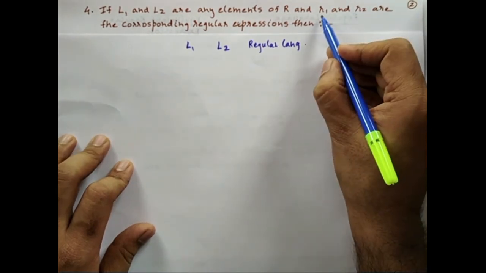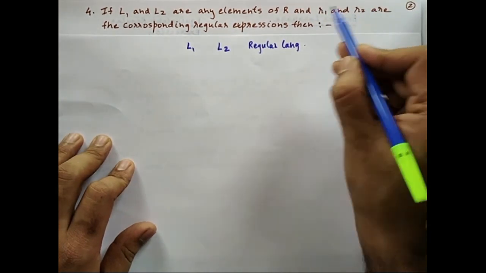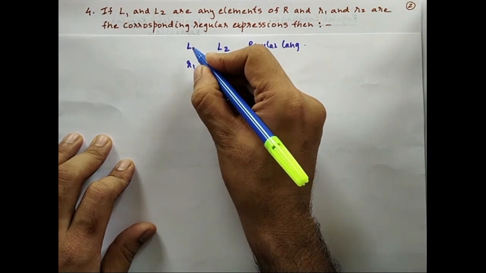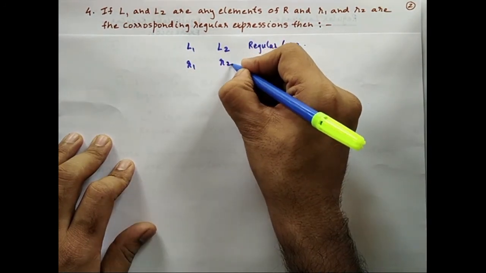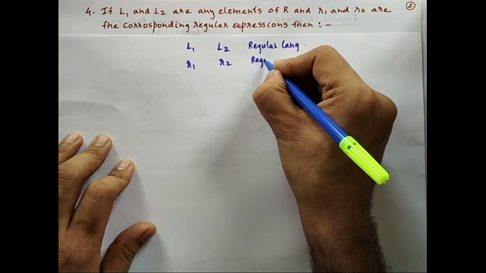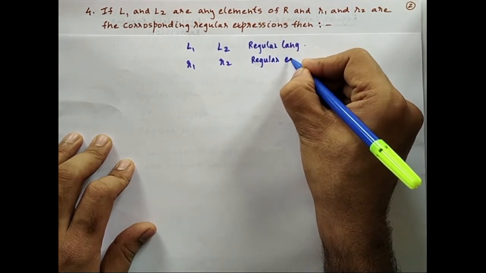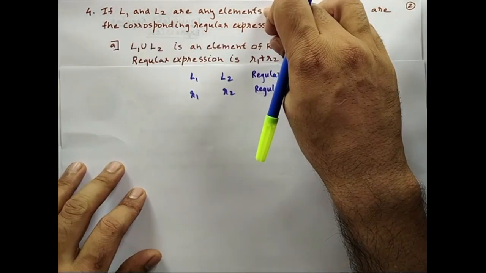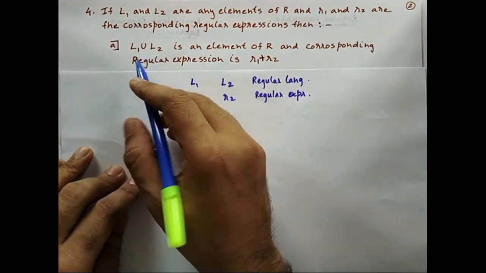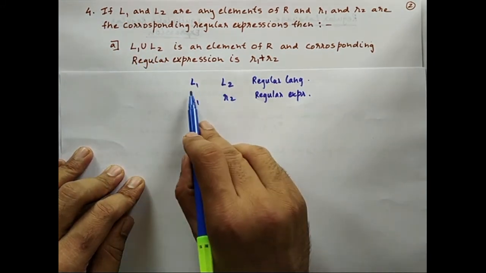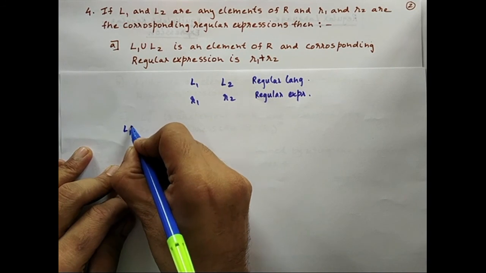Further, if it is also known that R1 and R2 are the corresponding regular expressions, suppose R1 is a regular expression of L1, R2 is a regular expression for L2. So suppose these are regular expressions, then first, L1 union L2. Suppose L1 and L2 both are regular, then L1 union L2 is also regular.